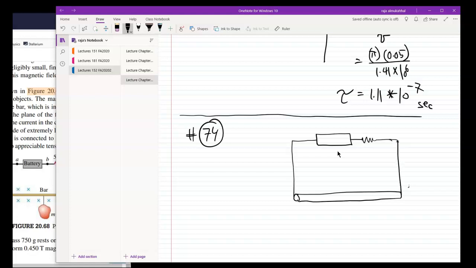There we go. That's better. All right, that's the battery right here, guys. Okay, and it's from A to B. So this is A, and this is B. And then he said that the magnetic field is into the page.